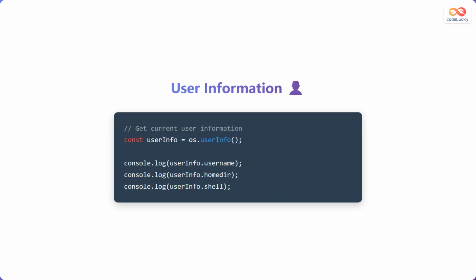The OS module also provides a way to access information about the current user. We can use the os.userInfo method to get an object containing details about the user. The object includes properties such as username, homedir, which is the user's home directory path, and shell, which is the user's default shell.